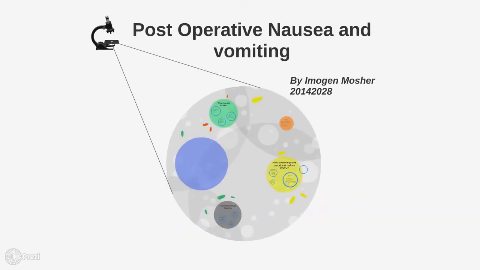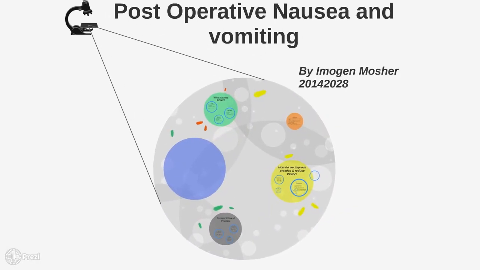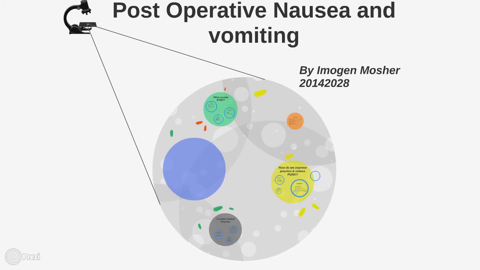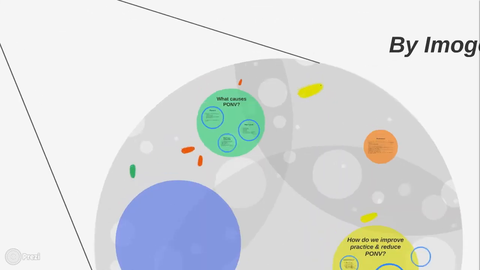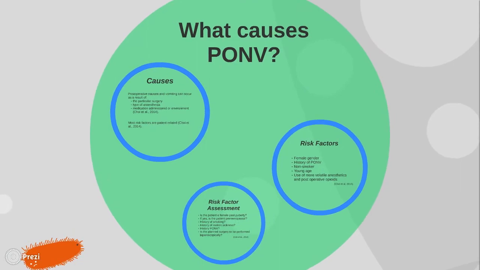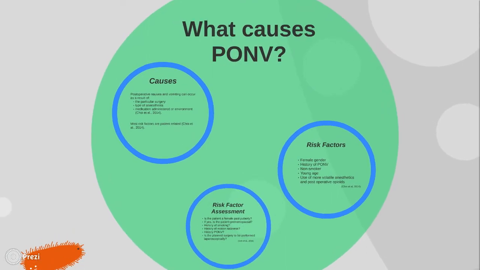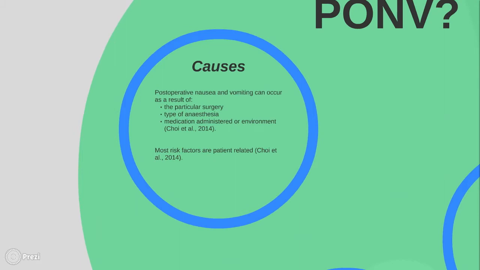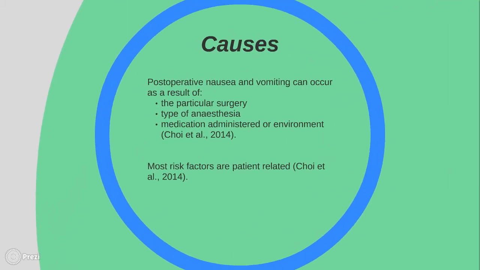Okay, so today we're going to be talking about post-operative nausea and vomiting. Post-operative nausea and vomiting is one of the most common causes of patient dissatisfaction after anesthesia. Post-operative nausea and vomiting can occur as a result of particular surgery, type of anesthesia used, medications administered, or the surrounding environment. However, most risk factors have been found to be patient-related.